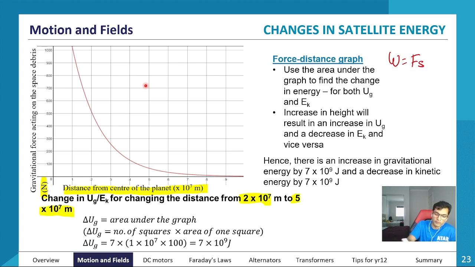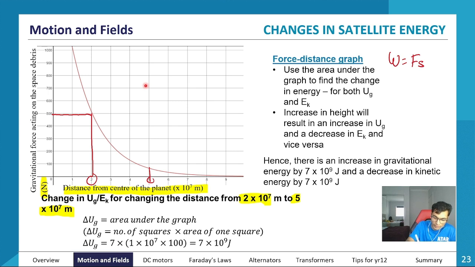Cool. And the way you would do this, you would find 2, you would find 5, and you would draw up and you would count the squares. What a lot of students do, and it's a pretty common mistake, is that we're finding the change between 2 times 10 to the 7 and 5 times 10 to the 7. So what they would do, they would find 2 times 10 to the 7, they would draw it up, and then they would find the y value.